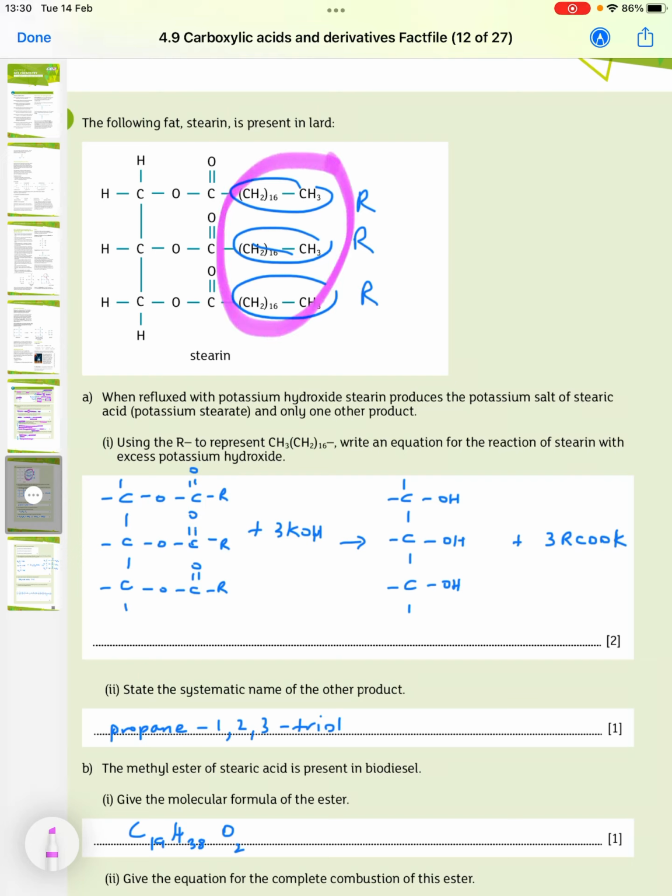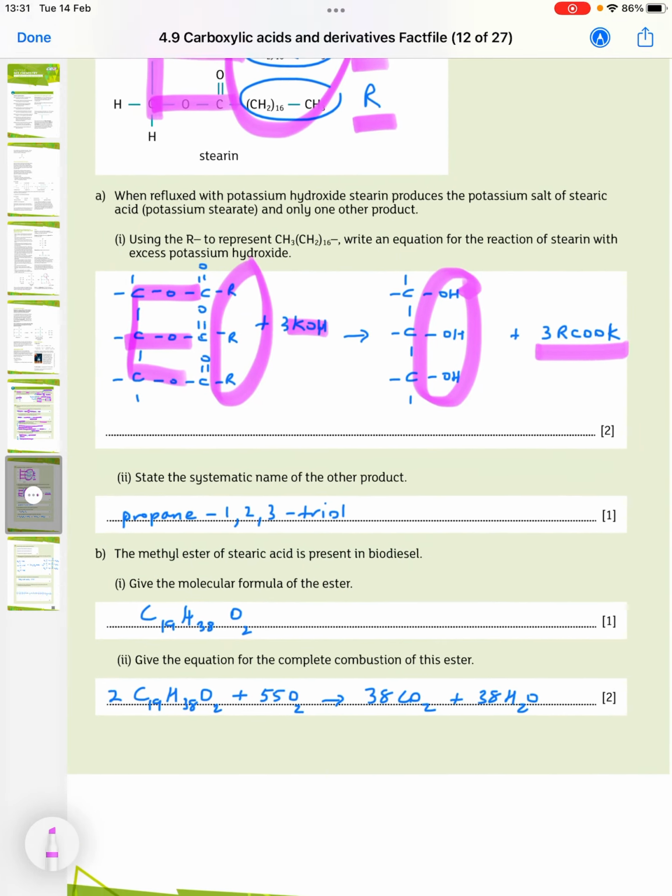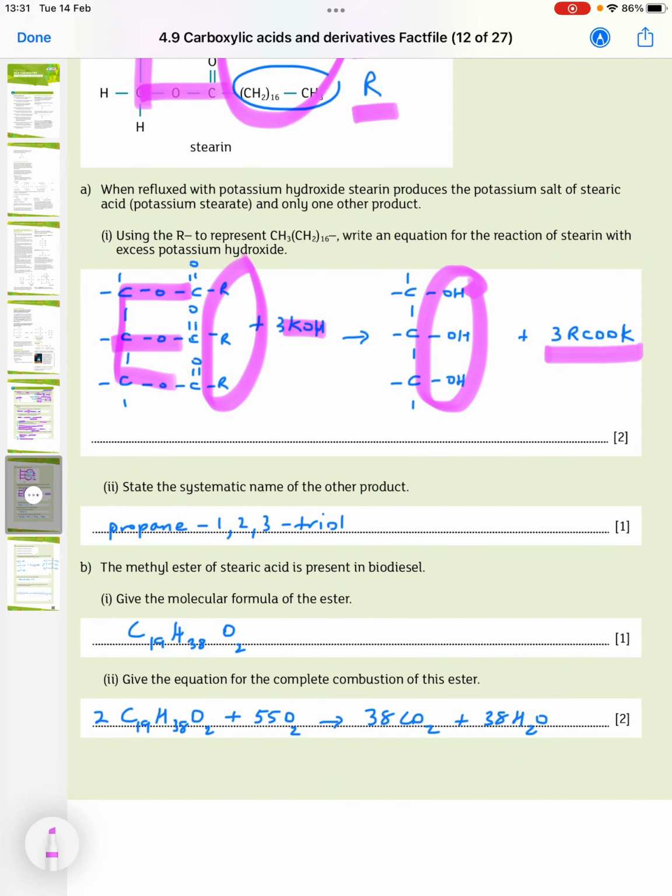So you can see here I've just circled those groups, and they're the ones which are going to be changed for R. So when I write that out, you see this whole structure here remains the same, but then the R groups are added on. With potassium hydroxide, we need 3 of those, and we end up just with the alcohol here, and then 3 RCOOK, that's the potassium salt. State the systematic name of the other product. Well, the other product here is just propane-1,2,3-triol. You should know it anyway.